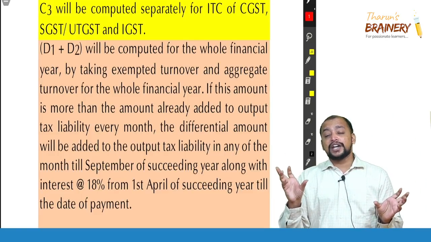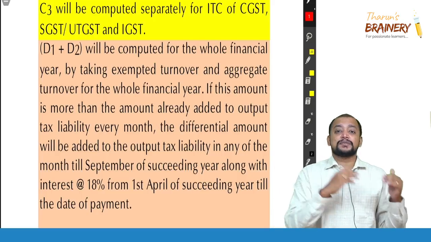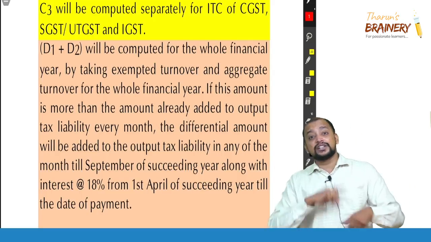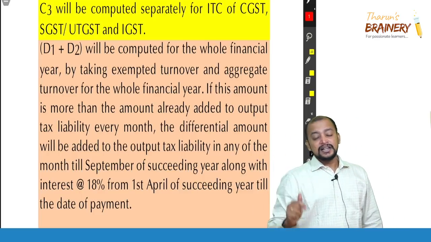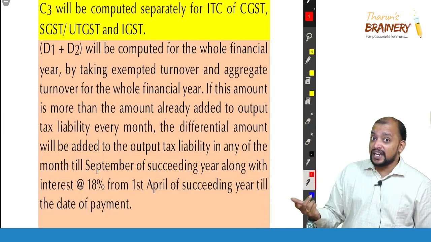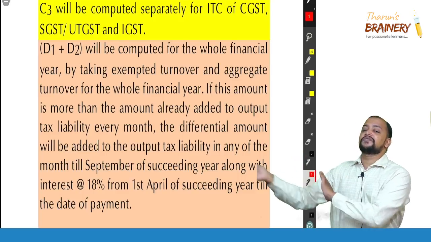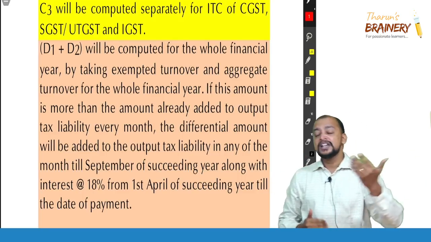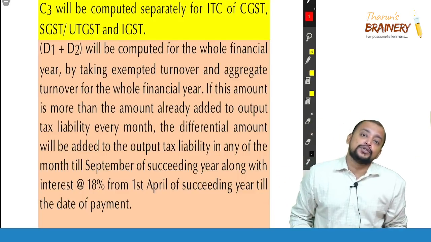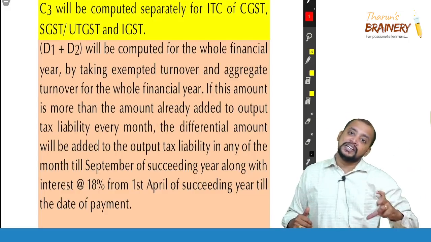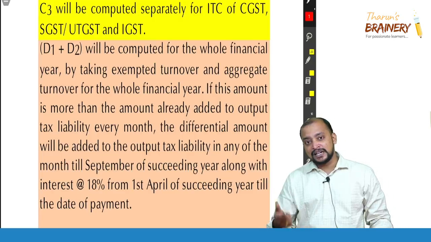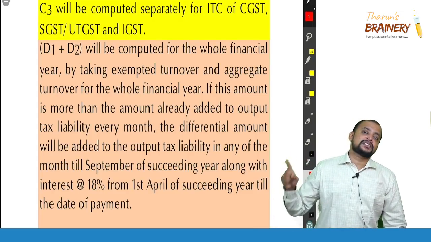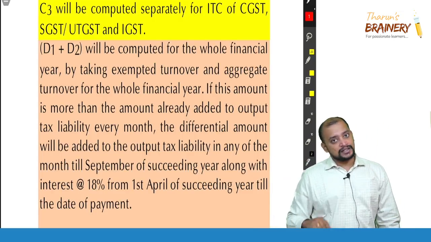Now if D1 D2 annual is 1,20,000, but whatever monthly we have calculated is 1 lakh, then 20,000 we need to pay, along with interest. At what rate? 18%. From when? From the 1st April of the succeeding financial year. So the difference, if any, say 20,000, should be paid, and if not, from April 1st till the date you pay, there will be interest.